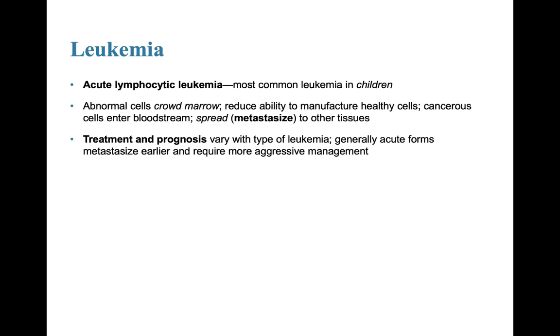Acute lymphocytic leukemia is a very common leukemia that we find in children. Essentially what happens is abnormal cells crowd the marrow, reducing the ability to manufacture healthy cells, and cancerous cells enter the bloodstream and spread and metastasize to other tissues. The treatment and prognosis for acute lymphocytic leukemia can vary with the type of leukemia. Generally, acute forms metastasize early and require more aggressive management or treatment.